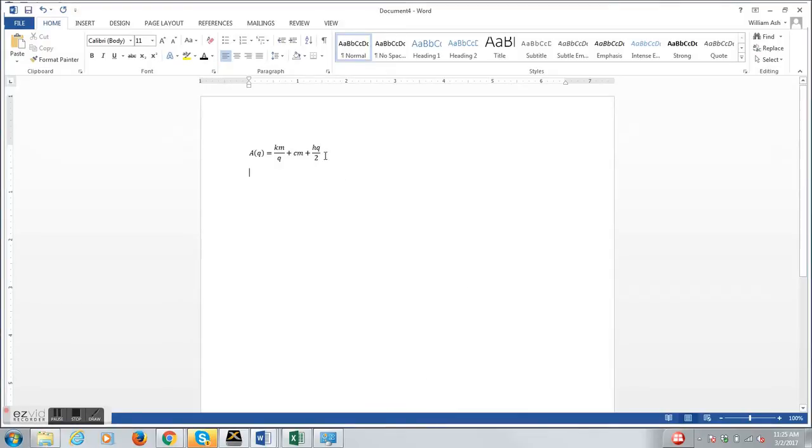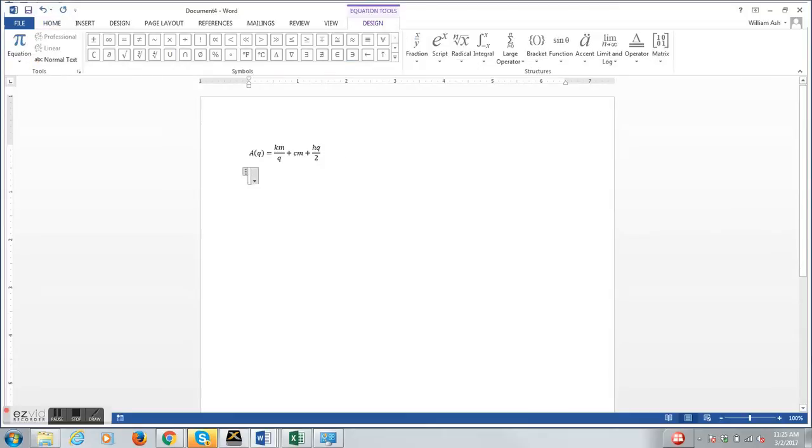So I'm supposed to be finding dA/dQ, and the second derivative, I guess, d squared A over dQ squared. Right, so first derivative and second derivative.